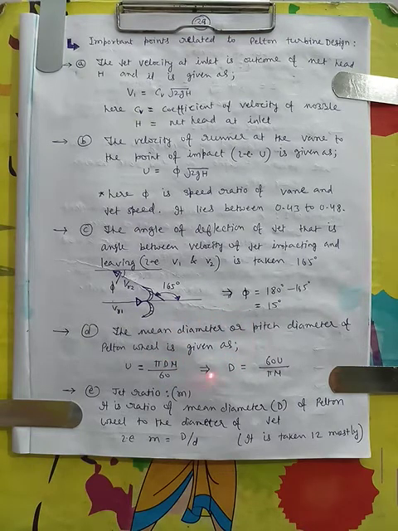The mean diameter or pitch diameter of the Pelton wheel, that is the mean diameter of runner wheel, capital D, can be found as, we know that U is equal to pi D N by 60, so D is equal to 60 U by pi N.